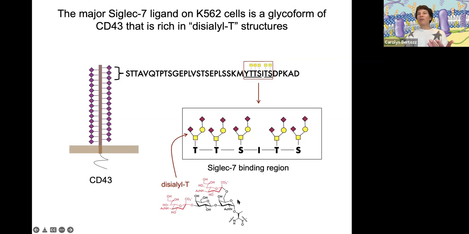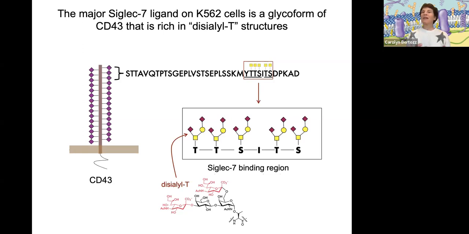And when CD43 is glycosylated with this structure in this cluster, this is the part that binds with high affinity to CIGLEC-7. It's very interesting. And no other glycosylation on this protein seems to matter. And no other sialoglycan on the surface of this K562 cell seems to matter either. So all of the binding between CIGLEC-7 and the K562 cell is mediated by this one glycoprotein through this one little motif.